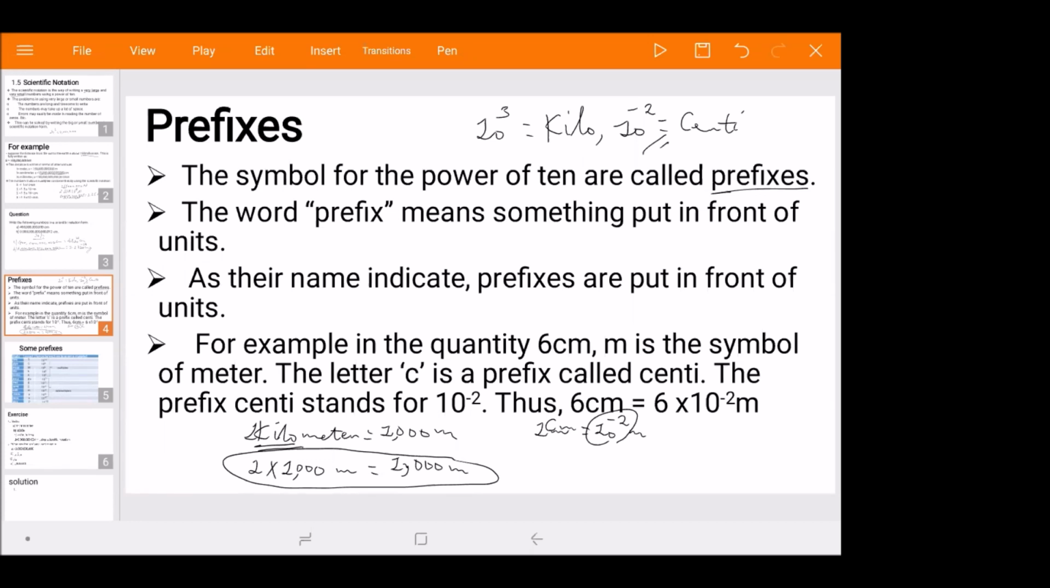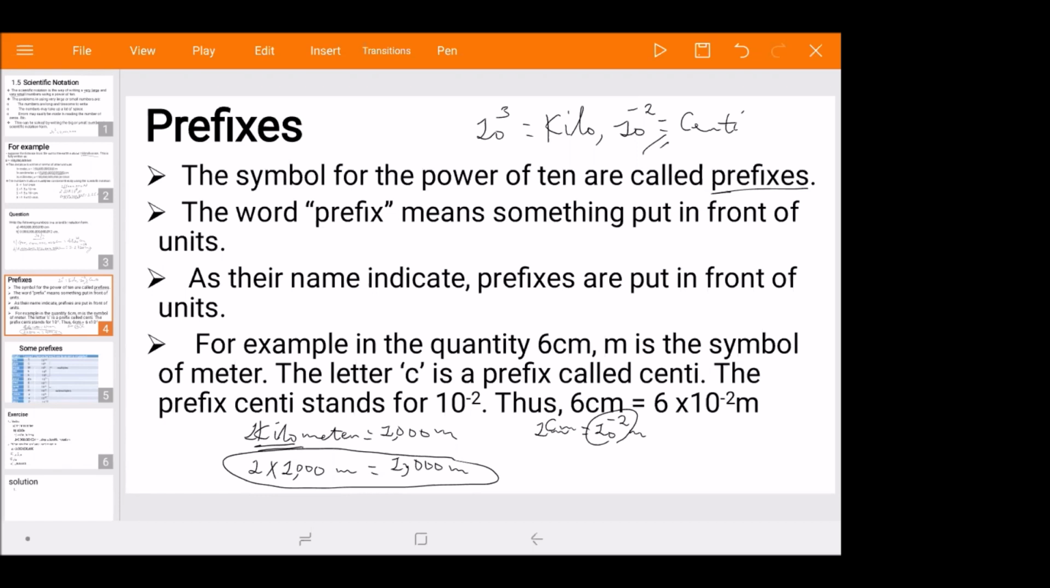Therefore, a prefix means something put in front of units. For example, kilogram, gram, centigram, decigram, decagram, and so on. Kilogram, millimeter, centimeter: they are put in front of a unit to express the amount of that unit, especially to show the relationship between them. As their name indicates, prefixes are put in front of units.